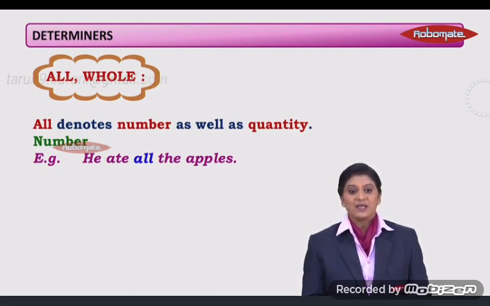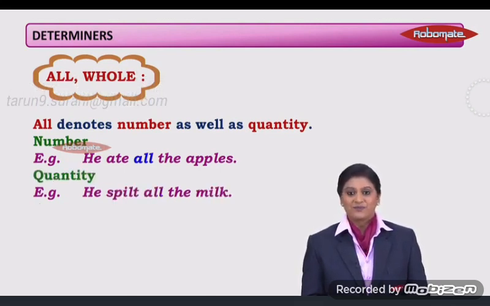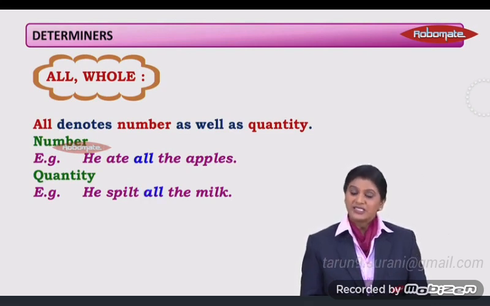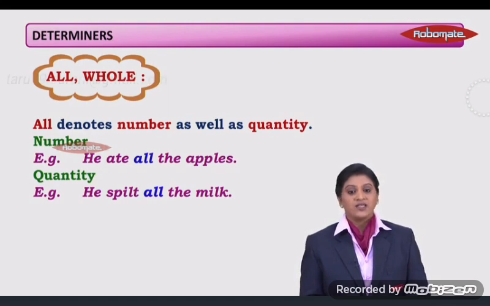Now let us take an example of quantity. Example, he spilt all the milk. Here, the noun that we are going to consider is milk, but we cannot count milk, and thus all, our determiner that precedes the noun milk, shows the quantity of the milk. That is, all the milk was spilt.